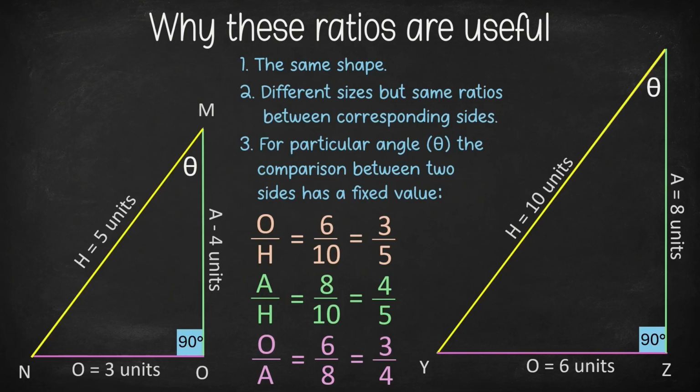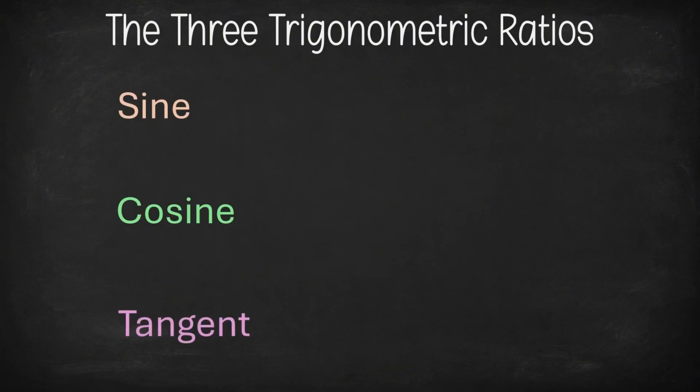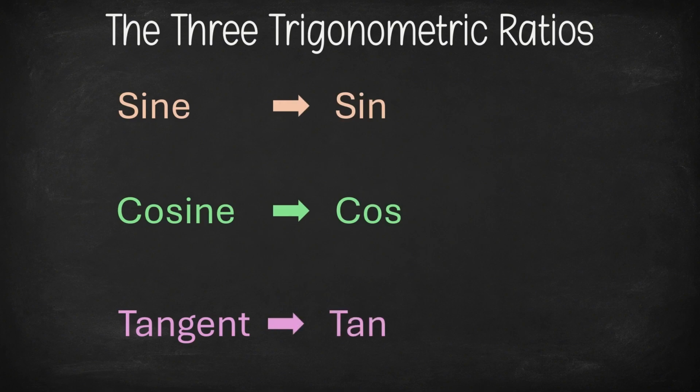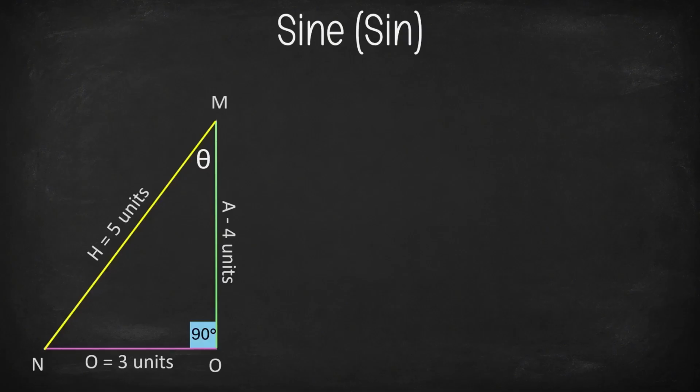We are now going to give 3 of these important comparisons their mathematical names. The full names of the 3 trigonometric ratios are sine, cosine, and tangent. But when we write them, we normally shorten them. So sine is written as sin, but we do pronounce it sine. Cosine is written as cos, and tangent is written as tan. Therefore, if you see this, you will read it as sine theta, this will be read as cos theta, and this as tan theta.